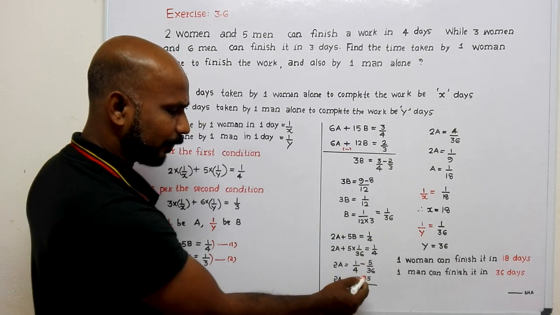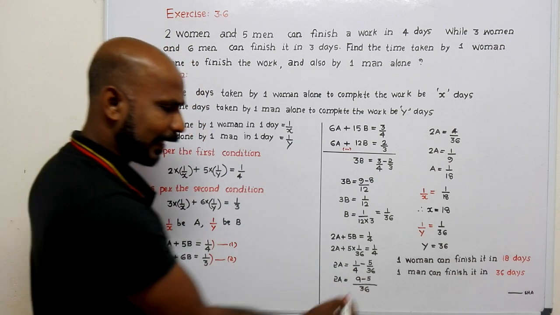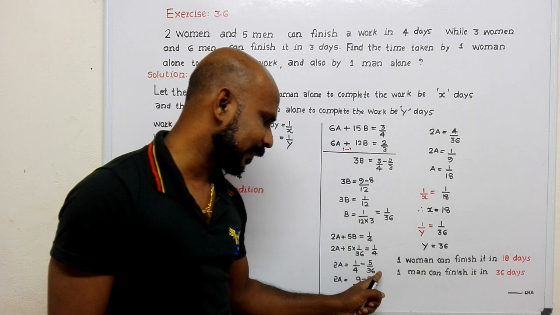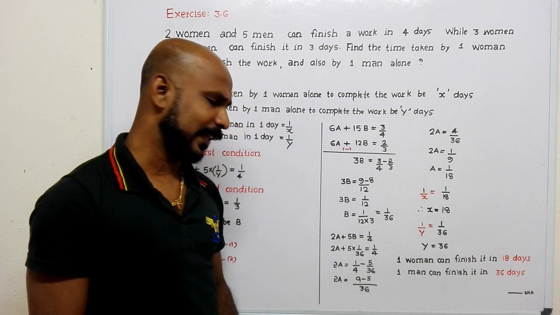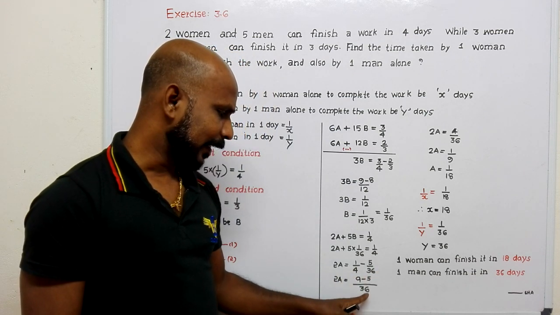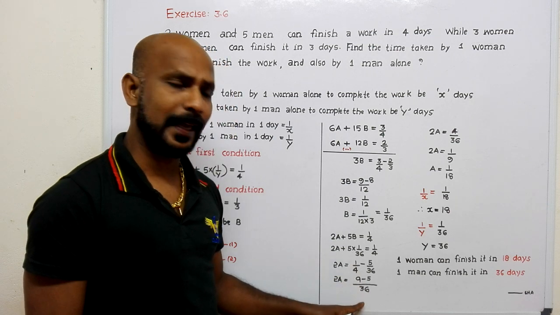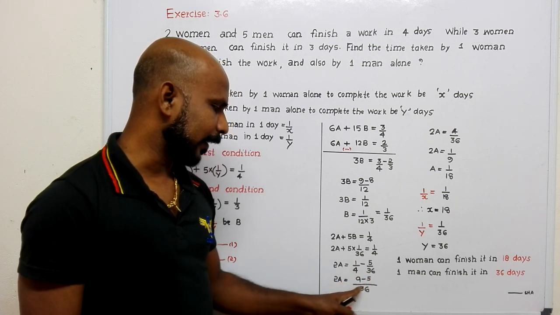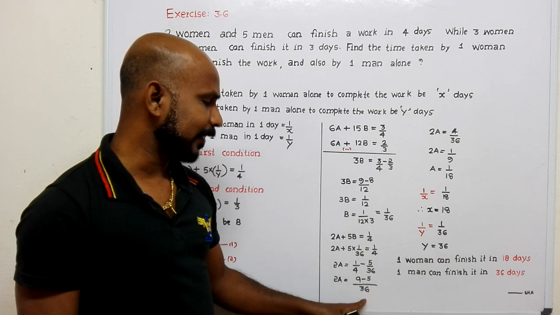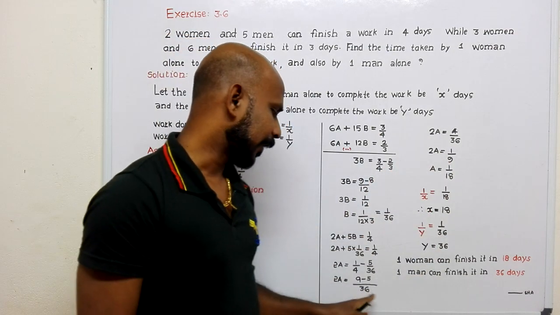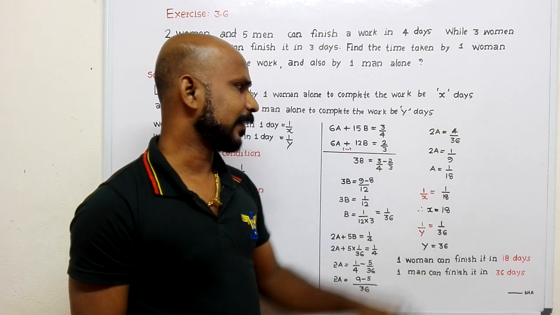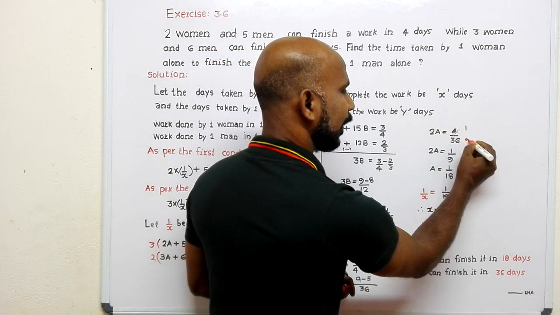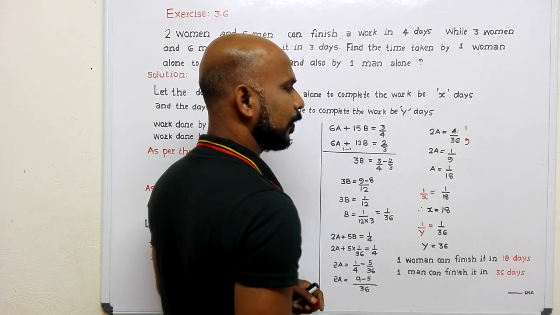Again 2a equal to, we know that we are using the LCM method. Take 36 as the LCM, because 36 is a multiple of 4. So we can take 36 as the LCM. In 36, 4 goes how many times? 9 times. 9 into 1 is 9. So 2a equal to 9 minus 5 by 36, that is 4 by 36. We can simplify here. If you simplify this, we will get 1 by 9. So 2a equal to 1 by 9.